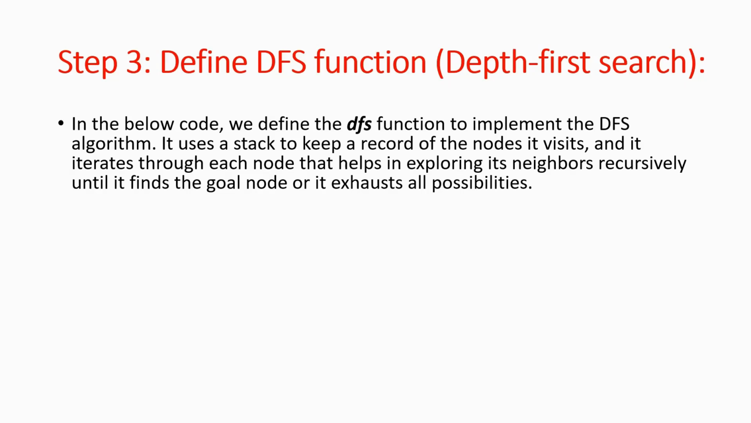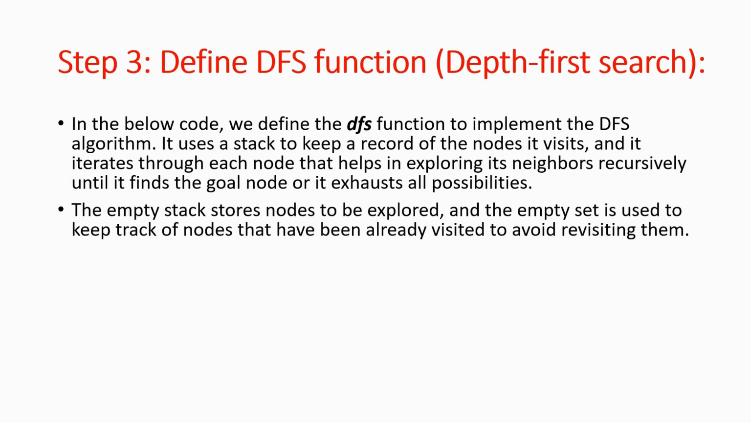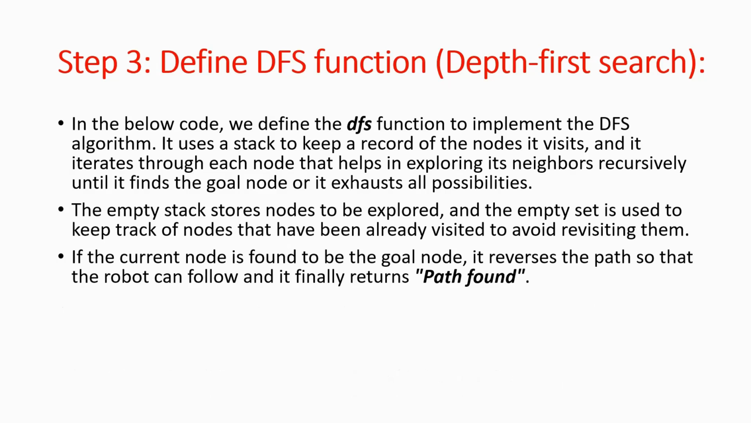The visited set is an empty set. It's used to keep track of nodes that have already been visited. So the empty stack stores the nodes to be explored, and the empty set is used to keep track of the nodes that have already been visited and avoid revisiting them. This prevents infinite loops if a graph has cycles, where computationally it would re-explore the path already explored.